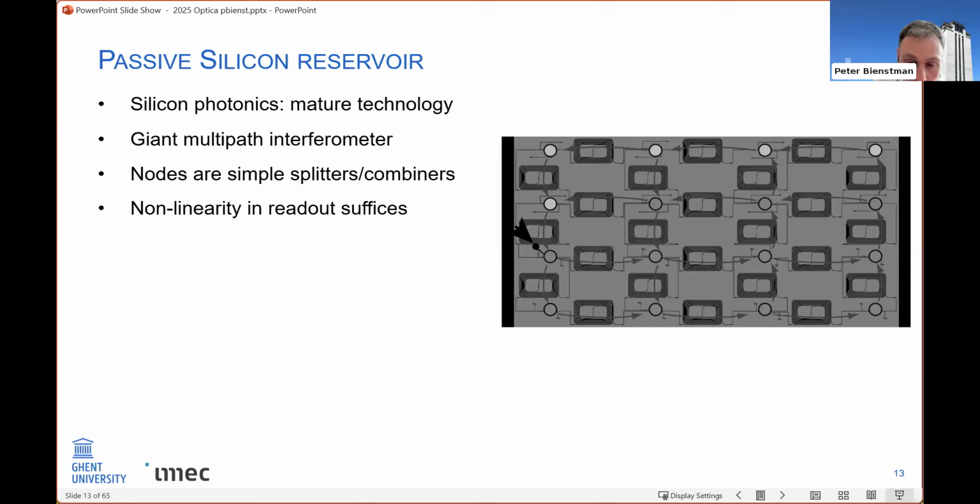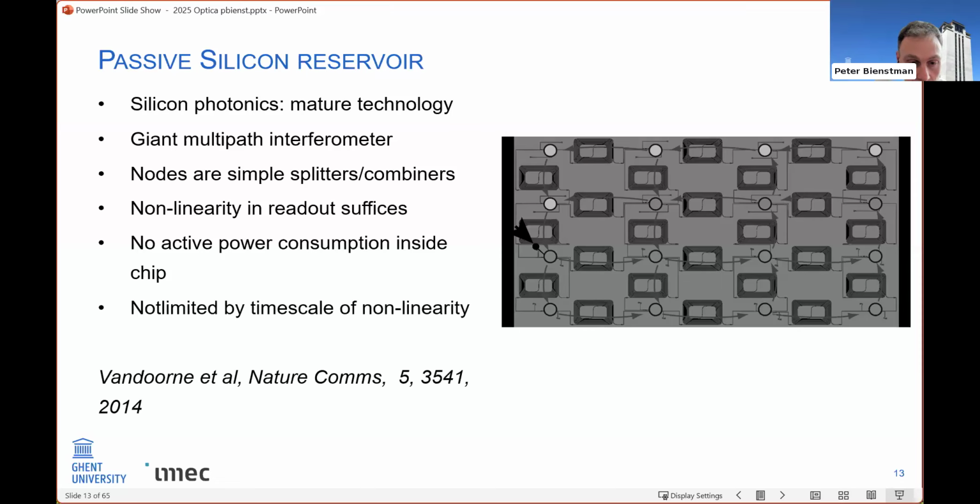So it's a very simple technology, almost trivial, I would say. And again, nothing that consumes active power on this chip. And there's also nothing that limits the timescales here.